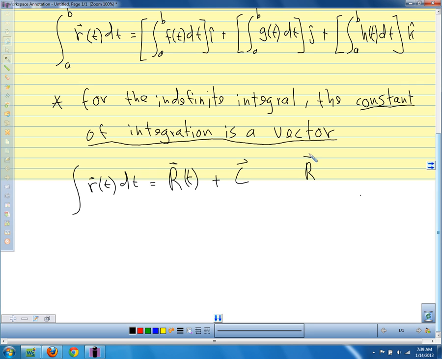Okay. And the derivative of capital R is our small vector valued function r. Just like in normal integration, this constant vector, when we take the derivative, all those constant values don't affect the derivative. The derivative of a constant is 0, and we just end up with our small r. So again, our integration behaves just like integration of real valued functions. We just look at it component by component. The one important thing to remember is this constant of integration, which is a vector.